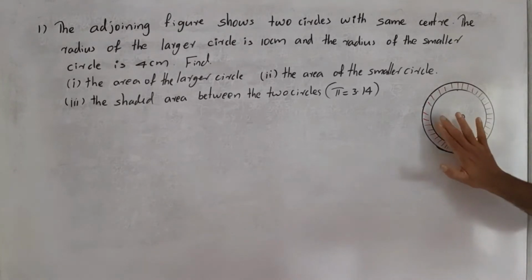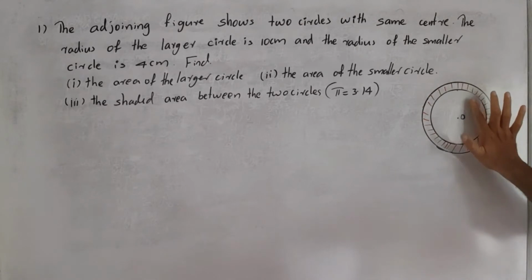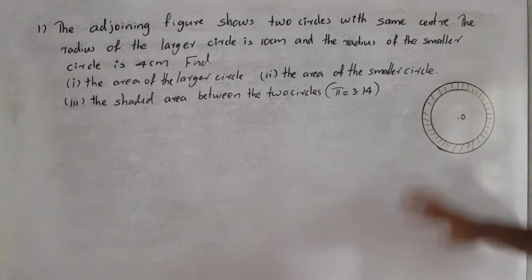Then the area of the larger circle means the area of the shaded portion and the area of the smaller circle.